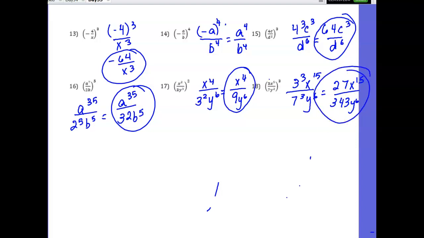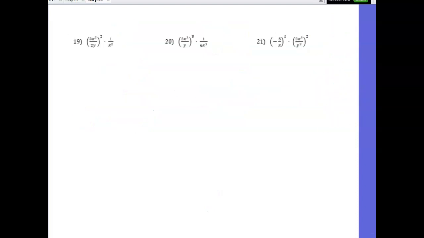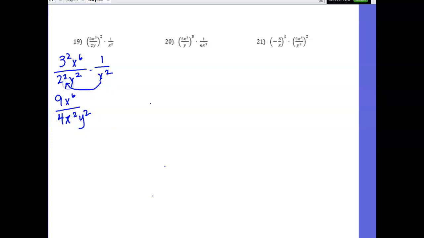Okay, and then the last three get a little more complicated. So this is going to be 3 squared x to the 6th over 2 squared y squared, and that's going to be multiplied by 1 over x squared. So we go straight across and evaluate. We get 9x to the 6th divided by 4 x squared y squared, and just move the x over here. Okay, I like to put them in alphabetical order. Now I line up my x to the 6th divided by x squared, which would be x to the 4th power, and in the denominator we'd have 4y squared.